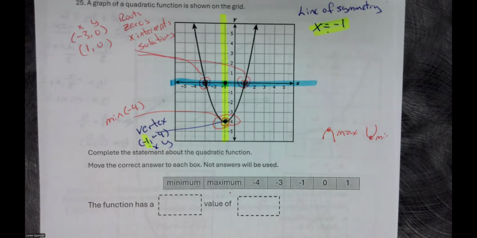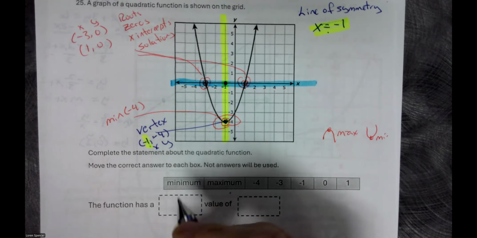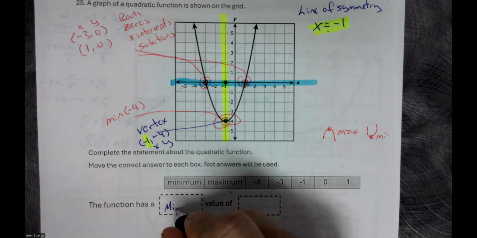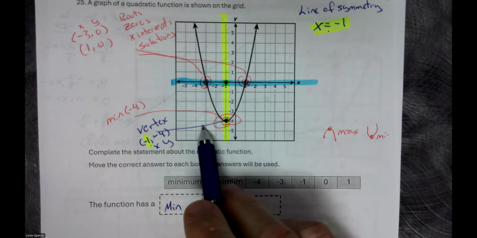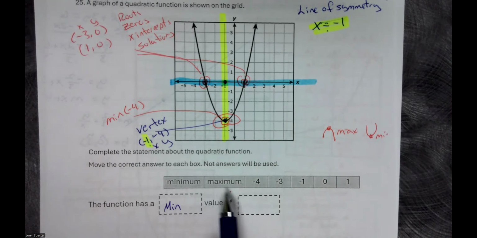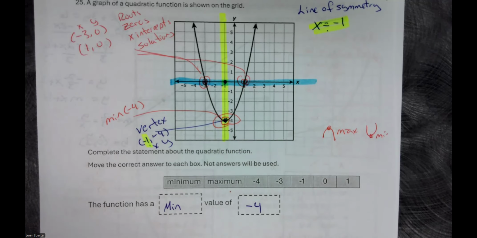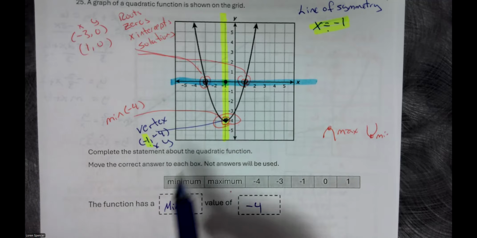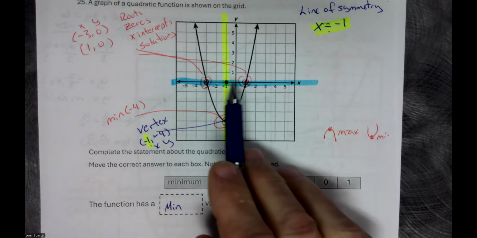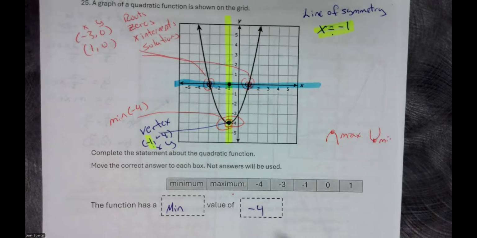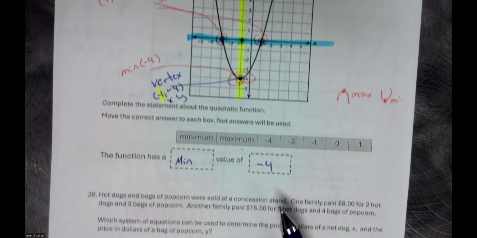Okay, so in this case, we know we have a minimum. The function has a minimum. I'm just going to write min right there. And what is my minimum value? Oh, my minimum value happens to be -4. There it is. Done with that problem. It was all that simple, but you still need to know all those vocabulary words.